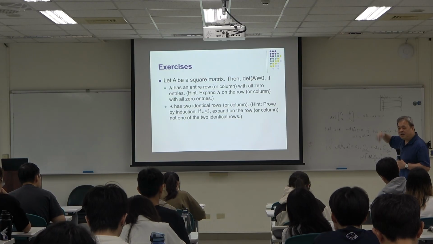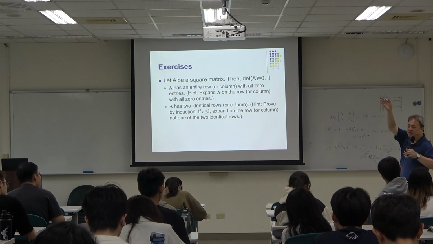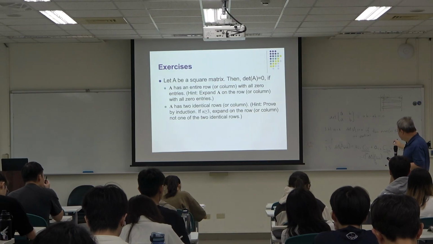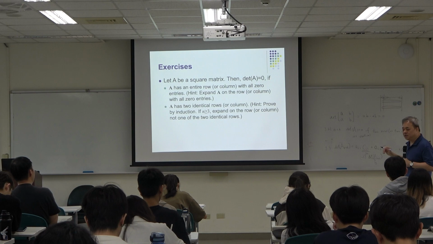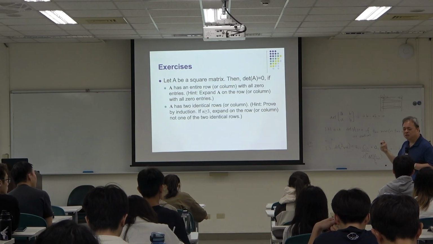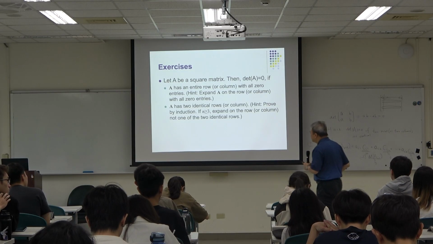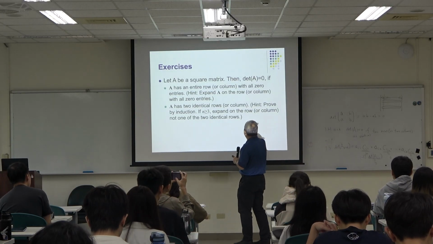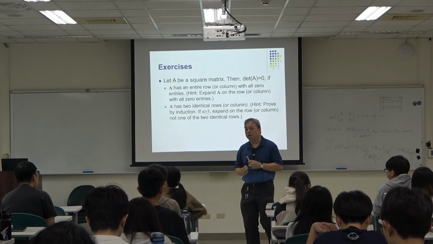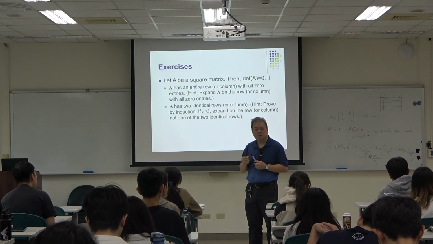For columns, if you have two identical columns, it's the same thing. You expand through a different column, and every cofactor will be 0. So the resulting determinant will also be 0. Any question? Okay.